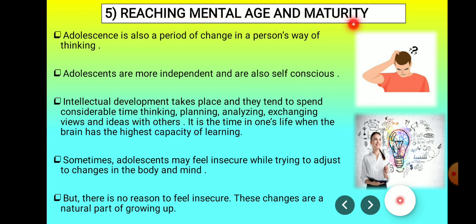Reaching mental age and maturity. Adolescence is a period of change in a person's way of thinking. Adolescents are more independent and are also self conscious. Intellectual development takes place and they tend to spend considerable time thinking, planning, analyzing, exchanging views and ideas with others. It is a time in one's life when the brain has the highest capacity of learning.